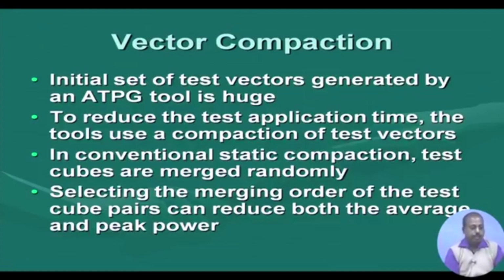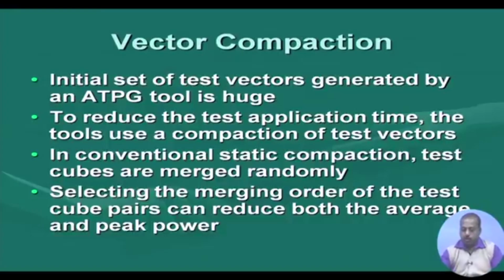Another possibility of test power reduction is by vector compaction. We have already seen vector compaction strategies, but we can do it in the context of test power reduction also. We have seen that the initial test vectors generated by an ATPG tool are huge, because it initially targets one fault, generates a pattern for that, then targets some other fault, generates a pattern for that. As a result, the test pattern set is huge. After that, it goes into a compaction of test vector stage.